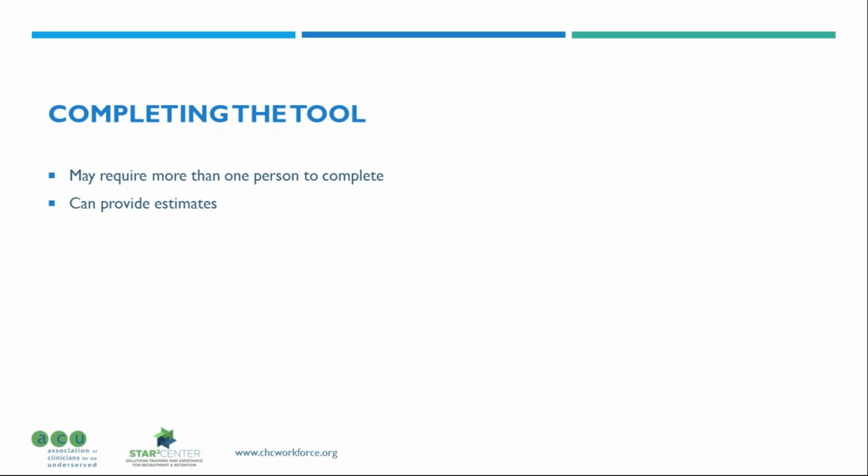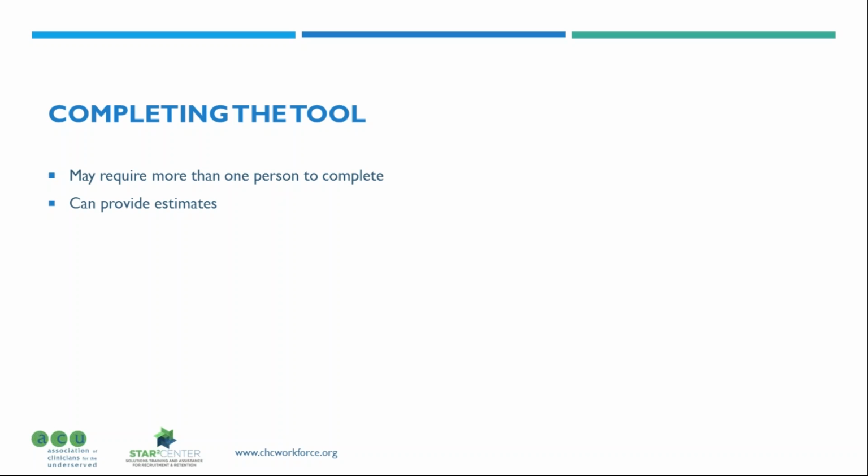When you sit down to complete the tool or the assessment, you may want to have more than one person available to complete it. If you want to use accurate information, for example, we ask about the FTEs, or full-time equivalents, of the types of providers that you have and things like that. And you may or may not have all of those answers, so you might want more than one person. However, you can provide estimates. The tool is for your own information.